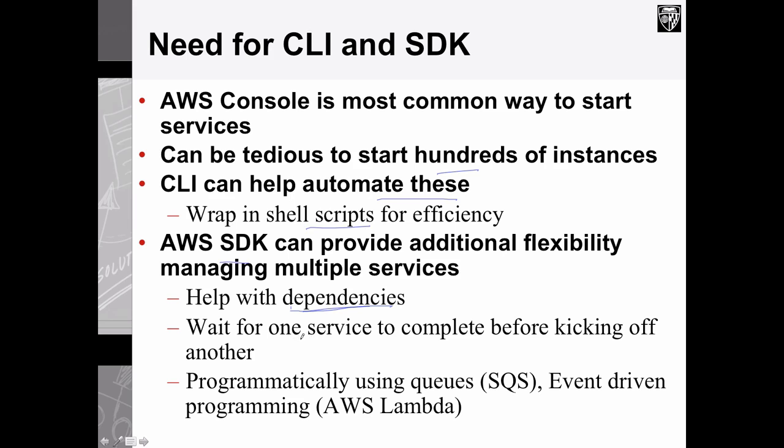The other option sometimes we have to do is we have to wait for one service to completely come up before we can start another instance. For example, if you are creating a load balancer, we want to make sure the instances are up before they can be added to a load balancer. We can programmatically use these SDKs to create queues, also known as SQS, Simple Queue Service, or we can use these SDKs to write our own event-driven programming using a service that was recently announced called AWS Lambda.